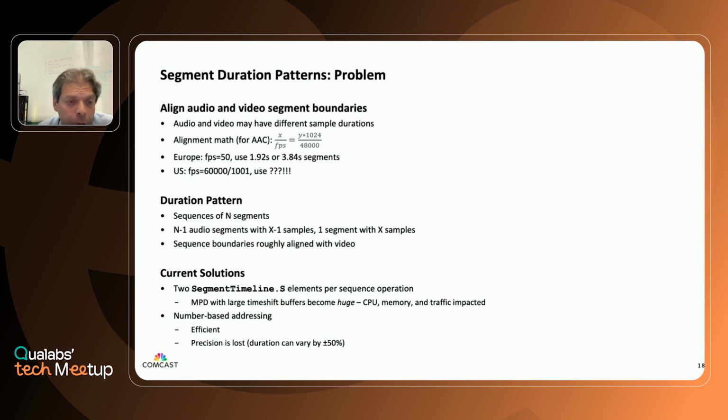A more efficient option is number-based addressing only for audio. It's very efficient, but the problem is loss of precision, because the spec says if you don't use segment timeline, the duration that you are specifying has ±50% deviation. So if you are saying you have 2 second segments, you can actually legally have 1 second to 3 seconds. So you are losing precision big time.